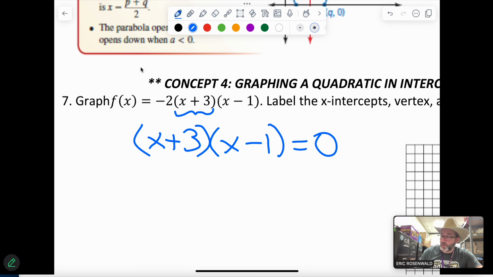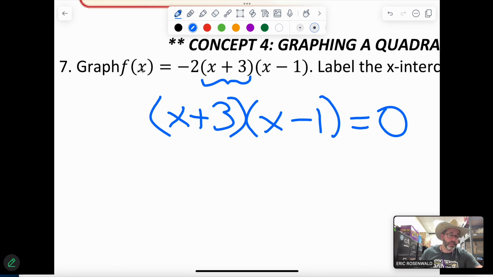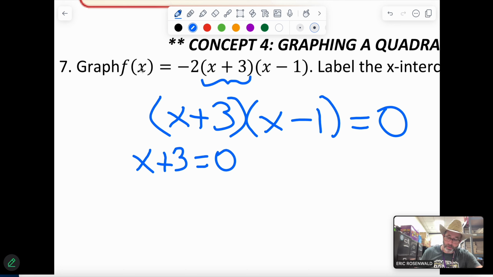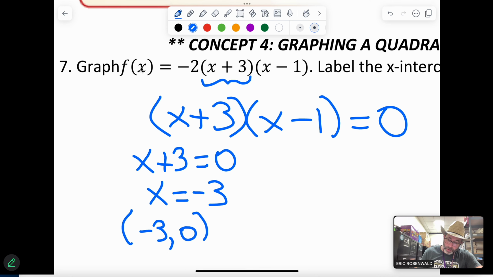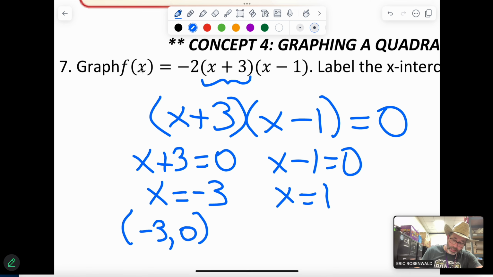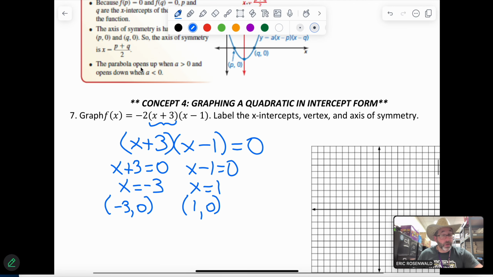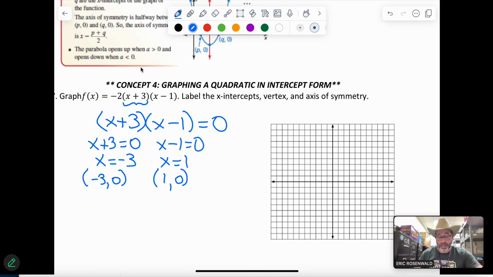So the question then is, what would have to happen for this to be equal to 0? Meaning, what would have to happen to x plus 3 for it to be equal to 0? Well, x would have to equal -3. That means that we have a 0 at -3, 0. Okay? If I do x minus 1 is equal to 0 and solve, we get x is equal to 1. That means that we have a zero at 1, 0. So these are now zeros that are on my picture. We're going to use these, and this is going to help us immensely.